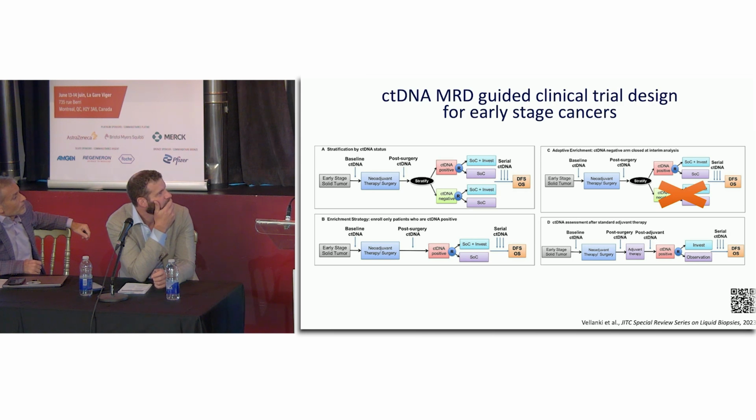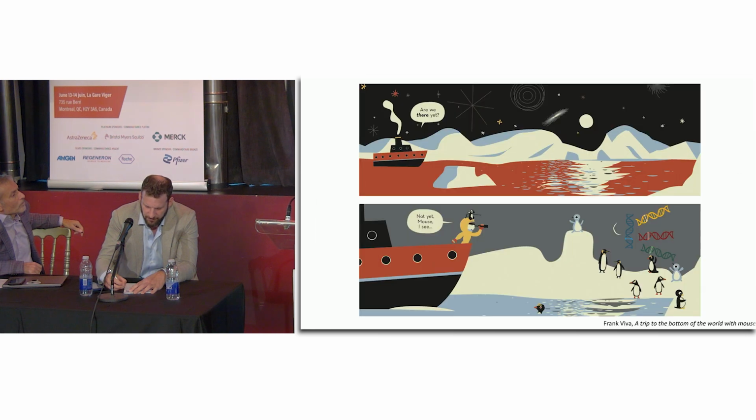So a few of the designs are shown there, where you can appreciate that patients that are ctDNA MRD positive after neoadjuvant therapy and definitive surgery can be randomized to different interventions, and this can happen in trial design that includes both ctDNA positive and negative arms, or in trials that enroll only ctDNA negative or ctDNA positive patients.